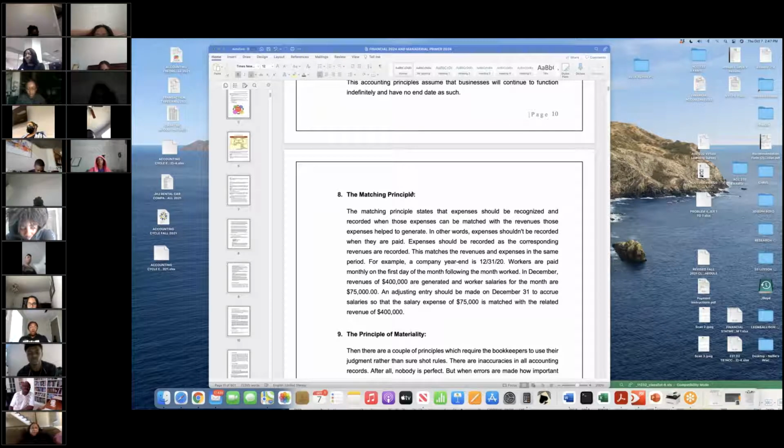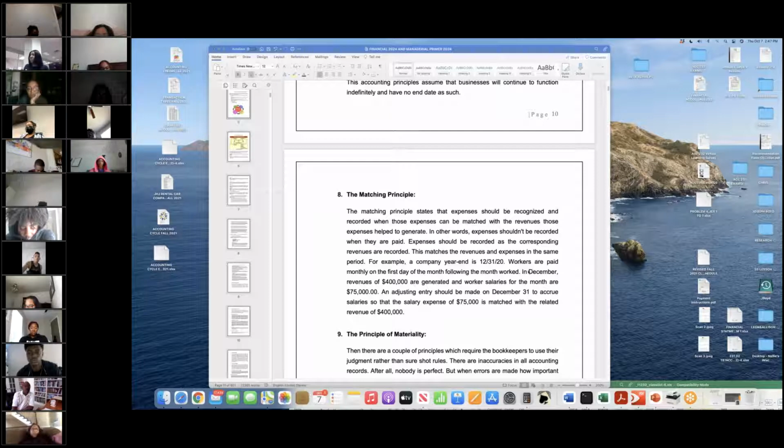Then number 8, the matching principle. This principle states that expenses should be recognized and recorded when those expenses can be matched with the revenue that they help create. So let's look at this example.